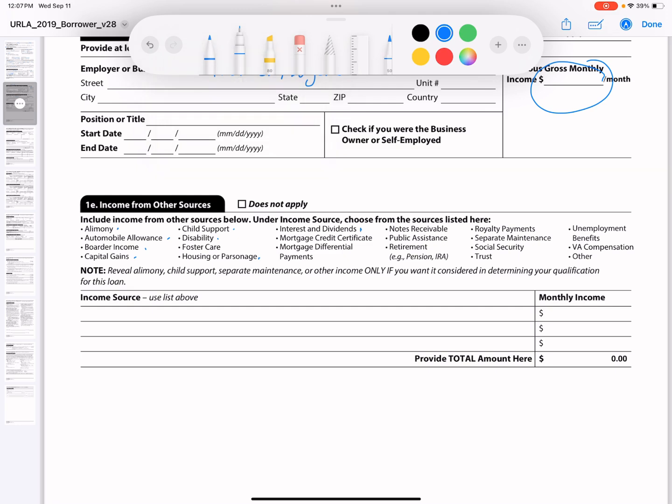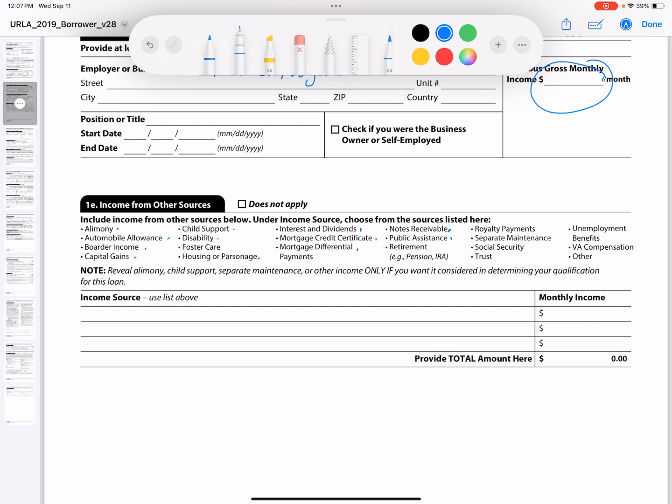Mortgage credit certificate, very rare. Mortgage differential payments, very rare. Notes receivable, fairly rare. But if you have documented a loan to someone and they make regular payments to you each month, and you can document those payments and document that you'll be receiving those payments for the next 3 years, that would be qualified income.